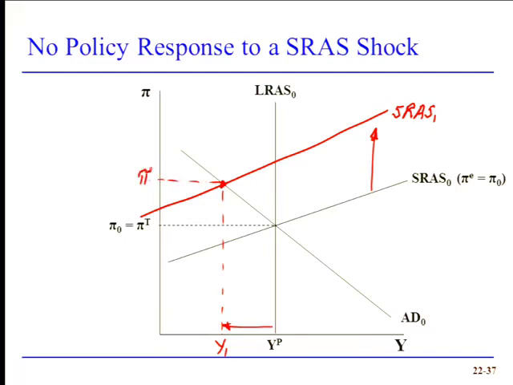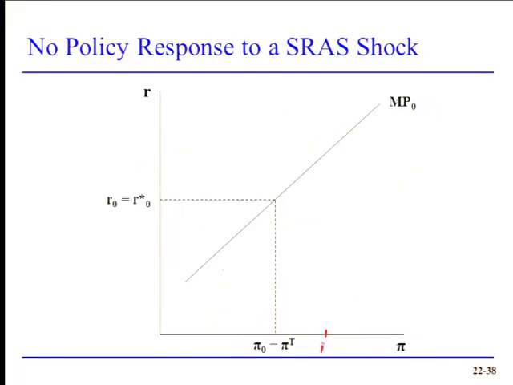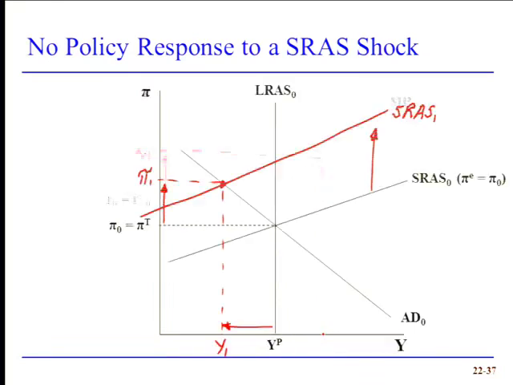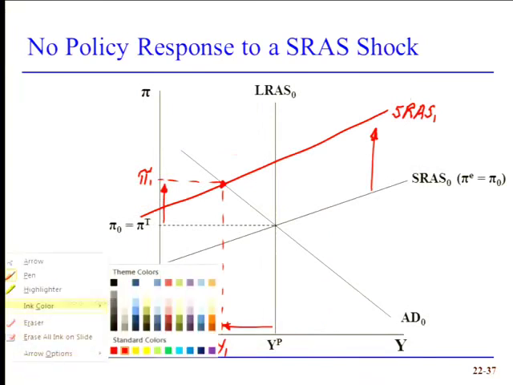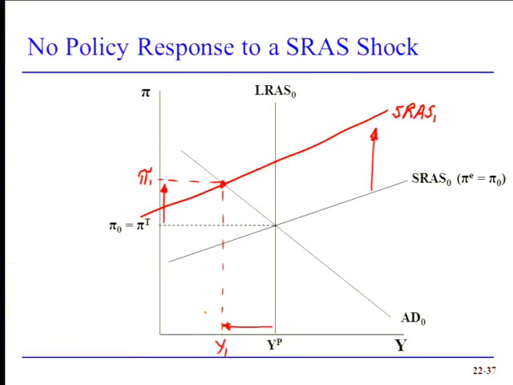and the inflation rate rises. The higher inflation rate causes, along the MP curve, a higher real interest rate. Now, we're in short-run equilibrium, but not long-run equilibrium. So we know that inflation expectations will change, causing the short-run aggregate supply curve to shift, in this case, downward.